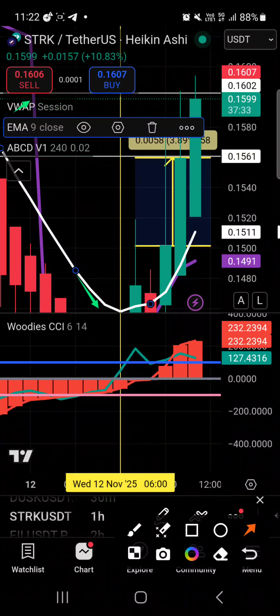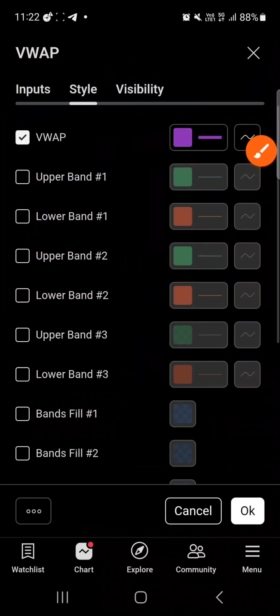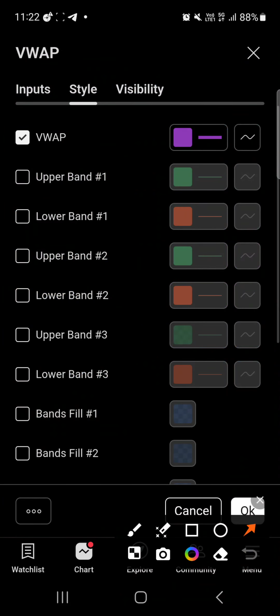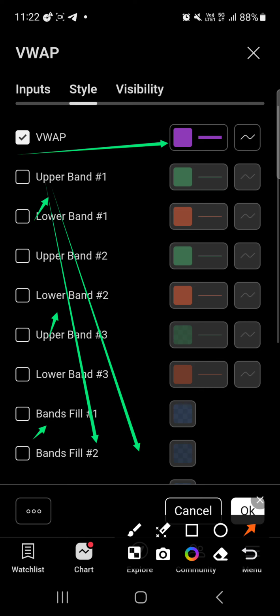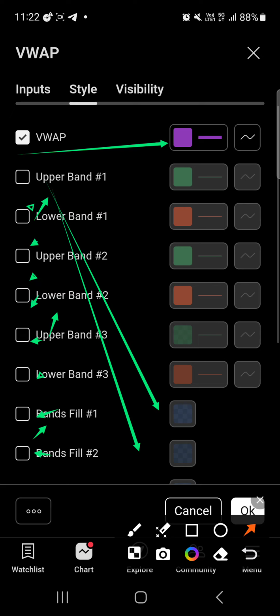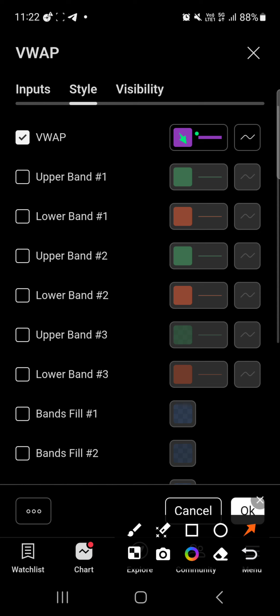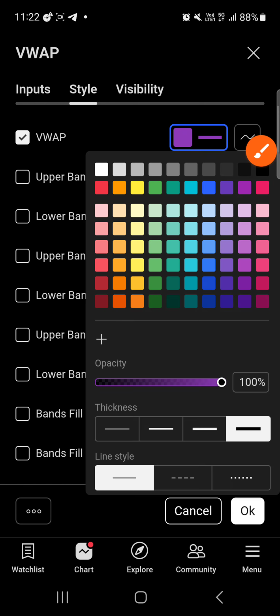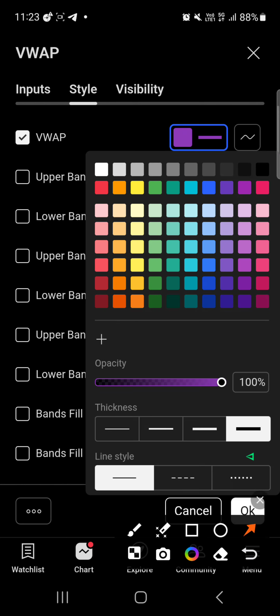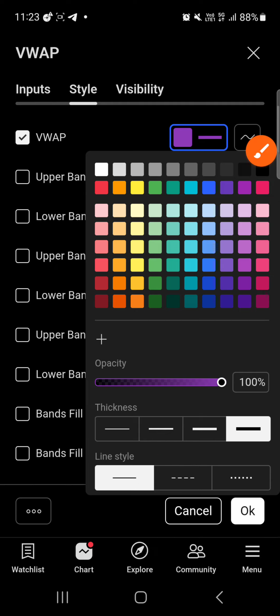Now I'm going to the VWAP. I tap on it and go for the settings. What matters here is the volume weighted average price, not the length, not the band. You can put the band, but it will be too much on your screen. That's why I untick everything here and only tick the volume weighted average price. I make the color violet, choose the biggest line thickness, and tap on OK.